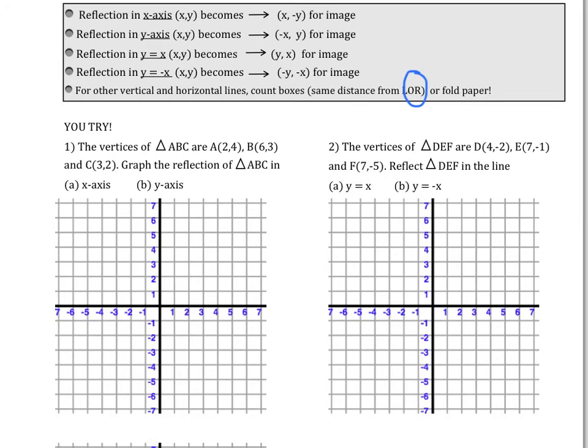Okay, in the first example it says the vertices of triangle ABC are point A at (2, 4), B at (6, 3), and C at (3, 2). So take a minute to plot those 3 points on your graph.